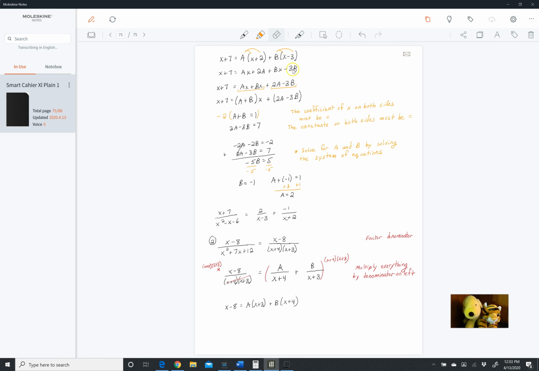So let's use the first method here. Our next step is going to be to plug in values for x that make all but one of the constants disappear. The way to do that is multiplication by 0. So I'll rewrite this on the next page and we'll continue there.